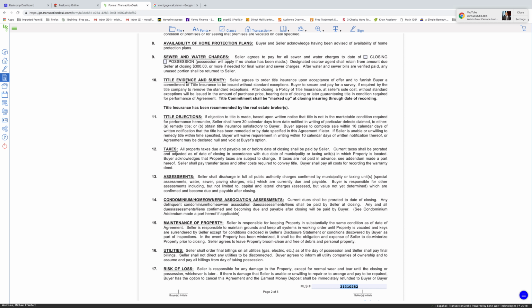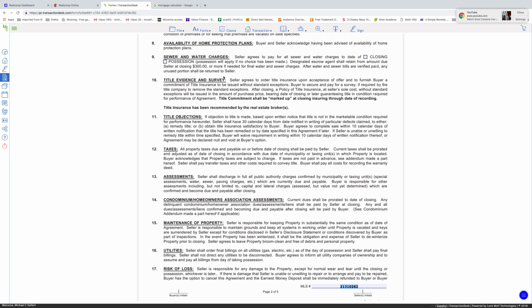Okay, number 10, title evidence and survey. Seller agrees to order title insurance upon acceptance of the offer and to furnish buyer a commitment of title insurance to be issued without standard exceptions. Buyer to secure and pay for a survey if required. A title company to remove the standard exceptions. After closing, title policy insurance at seller's sole cost without standard exceptions will be issued in the amount of purchase price. And you can read the rest.